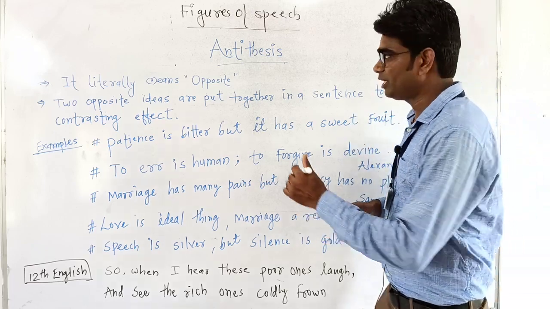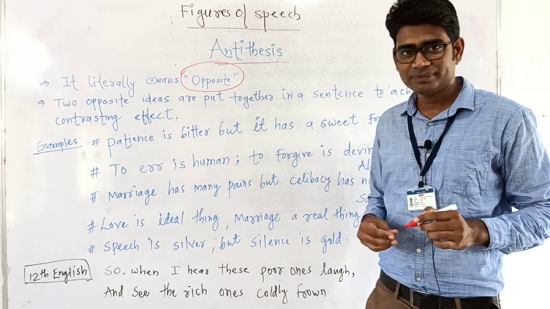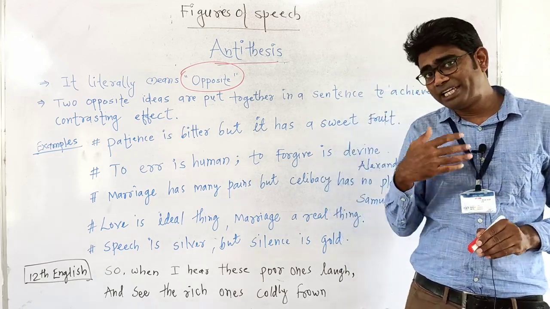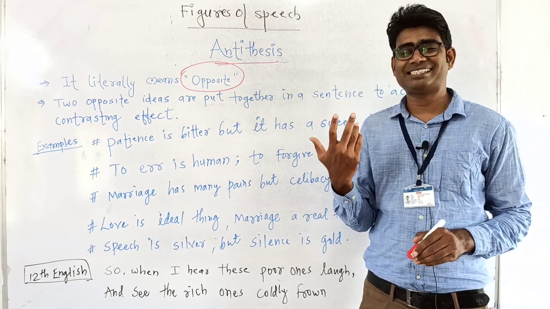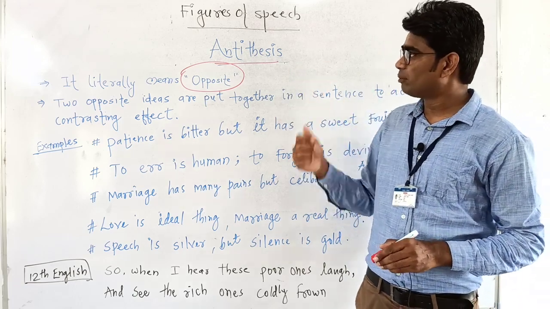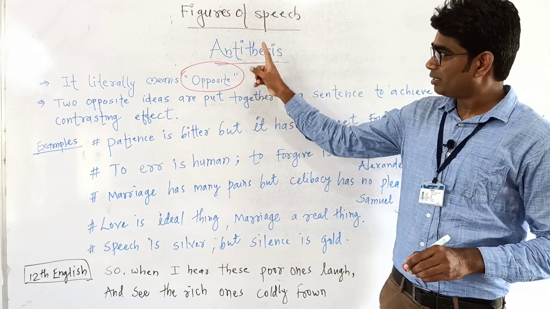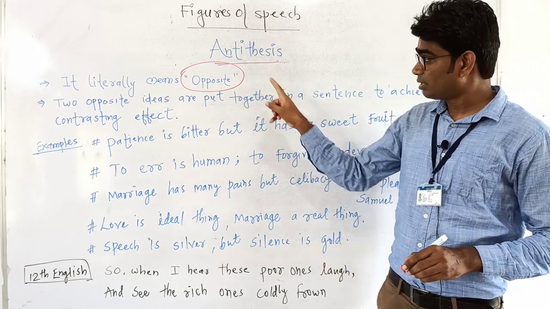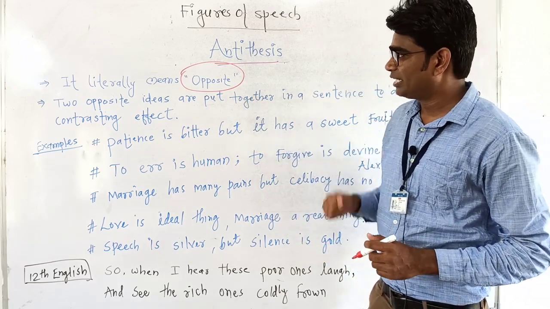See the literal meaning of antithesis. Antithesis means opposite. In order to create poetic effect, a poet employs different devices. So figure of speech is one among them, and antithesis is very important. So its literal meaning is opposite. See the detailed definition of antithesis.